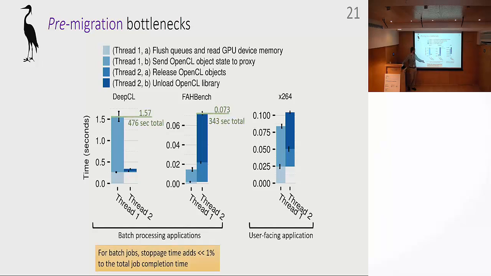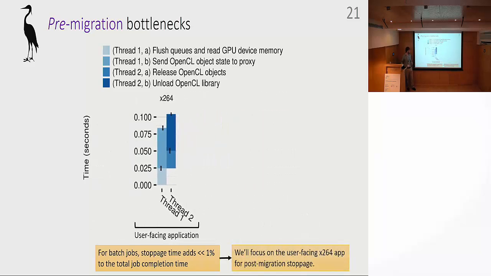Again, these are batch processing jobs, so they take a long time to execute. The stoppage times are quite insignificant in terms of the total execution time. So we're actually just going to focus on X264 for the post-migration stoppage time.